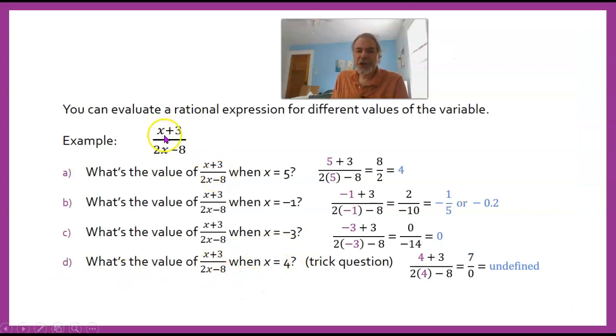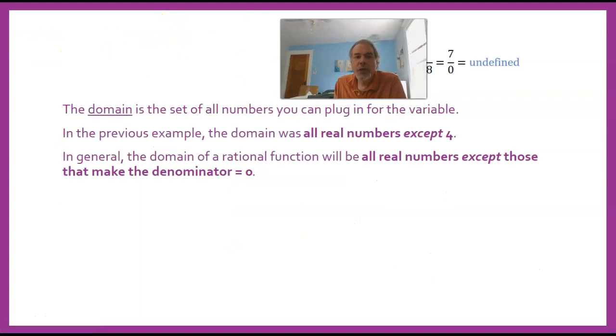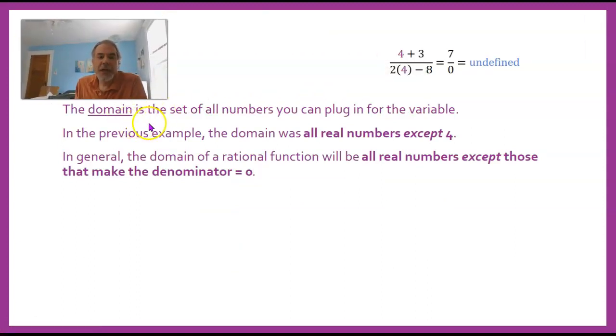So this expression is undefined when x is 4. You can't put in 4 for x and get an actual number as the result. So that can happen sometimes with these rational expressions. Sometimes there's a particular number that if you try to put it in for x, it doesn't work. It's undefined. So we can talk about the domain of an expression, and that's everything that we can plug in.